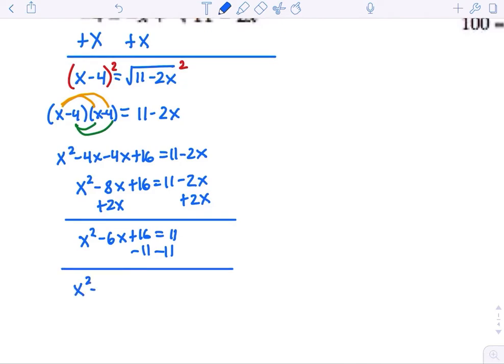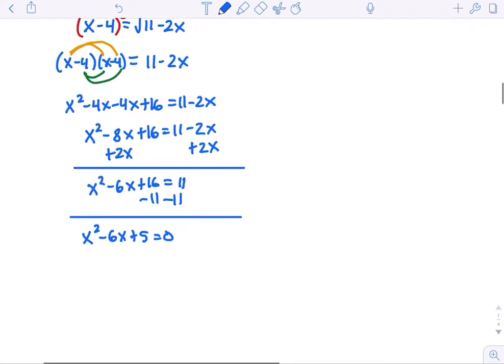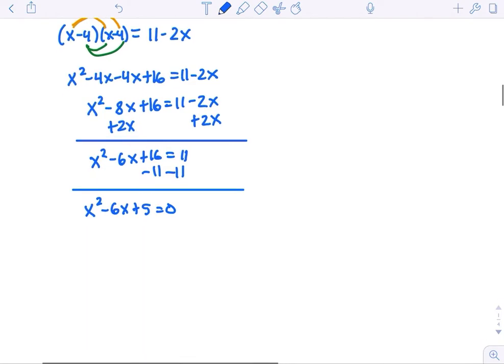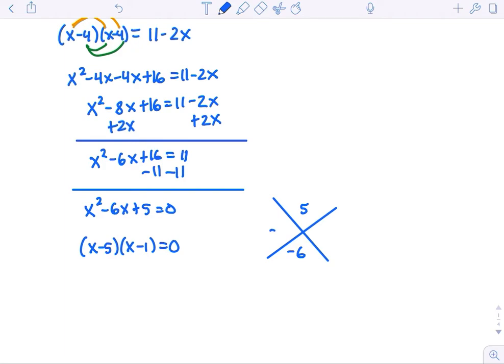x squared minus 6x plus 5 is equal to 0. Now, to solve for this quadratic or trinomial, you guys, we just have to factor: x minus 5, x minus 1. And if you forgot how to do that, that's the X method, right? Two things that multiply to 5 but when added give you -6: -5 and -1.